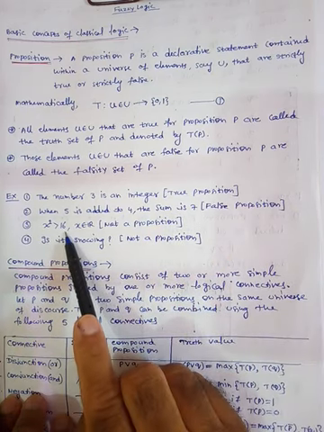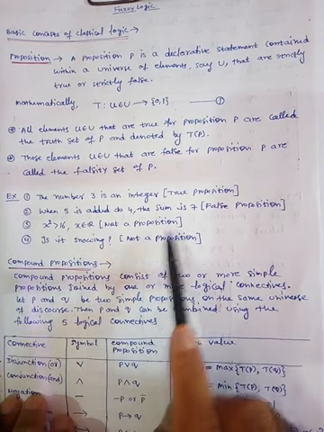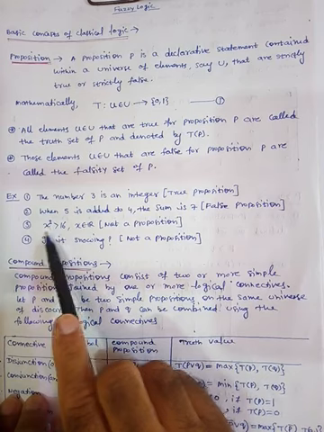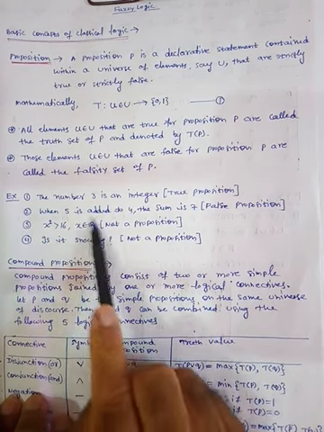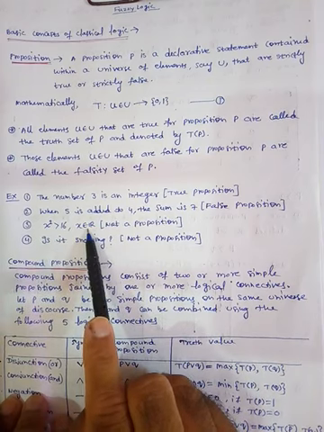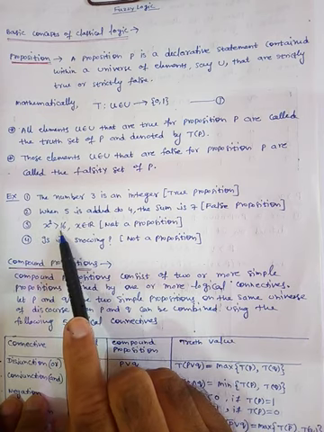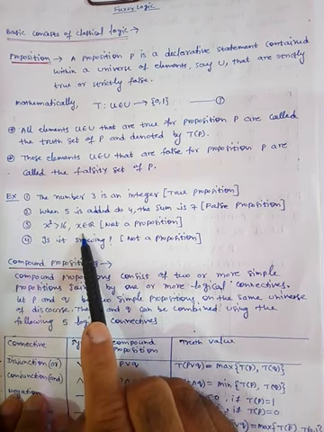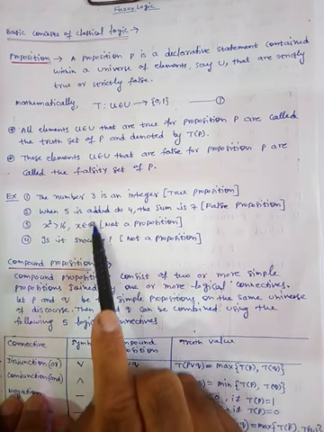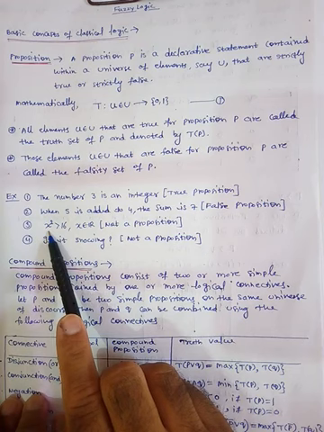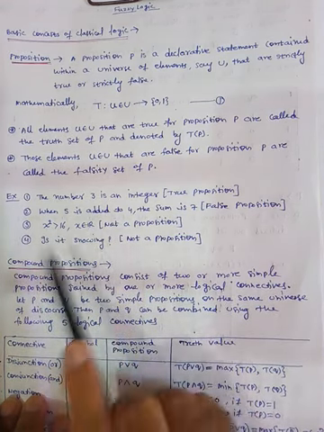x square is greater than 16, where x belongs to R. This is not a proposition because x square is greater than or equal to 16 may be true or may be false for a real number. For example, if x is 7, then 7 square is 49, so this is true. But if x is 2, then this will be 4, which is not greater than 16. That's why depending upon the value of x, this statement may be true or may be false. That's why this is not a proposition, because a proposition is either true or false.